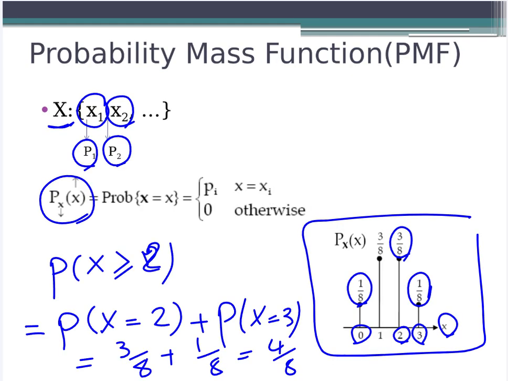It's very important to pay attention that we cannot define PMF, probability mass functions, for continuous random variables. Why? Because when we have a continuous random variable, the probability that a continuous random variable is equal to a specific value is 0. Okay?